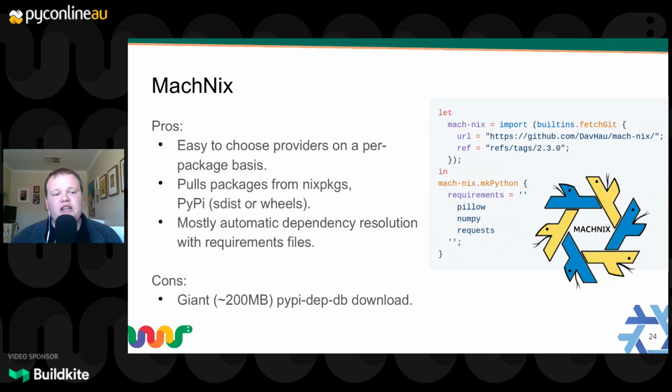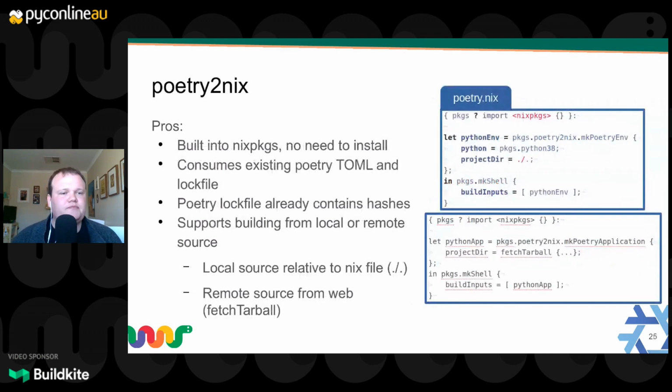Talking about Python specifically, there's two projects I want to talk about. Mach-nix is a system that provides a very pip-like interface. It's also got a kick-ass logo. I love their logo. It pulls packages from either Nix packages or PyPI, either as sdist or wheels. So it gives you a per package basis way to pick up packages that you actually want. And it's especially good for packages that have gnarly C dependencies. You can pull those from Nix packages and pull the rest from wherever you want. The only downside is that it does have a big PyPI dependency database that you need to download, but you only need to do that once.